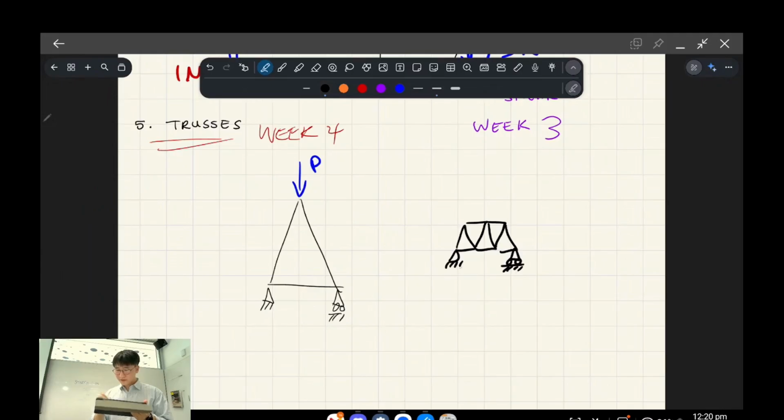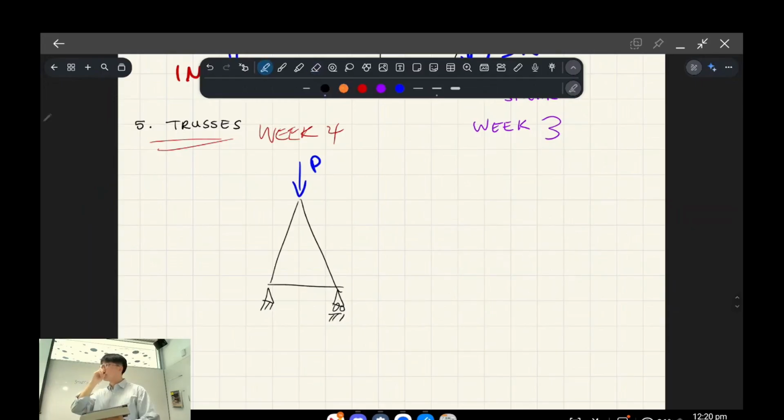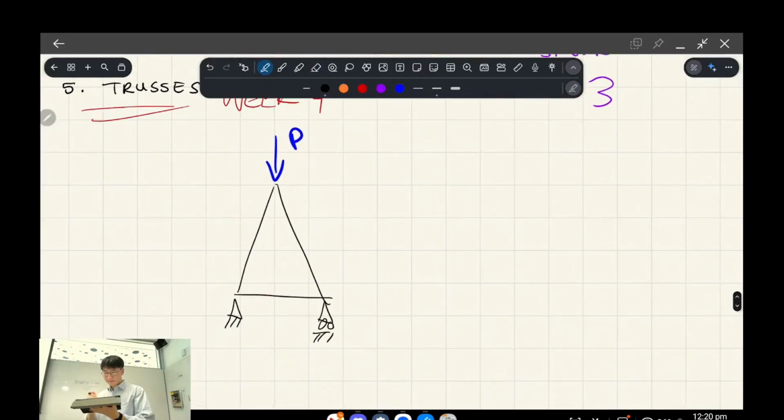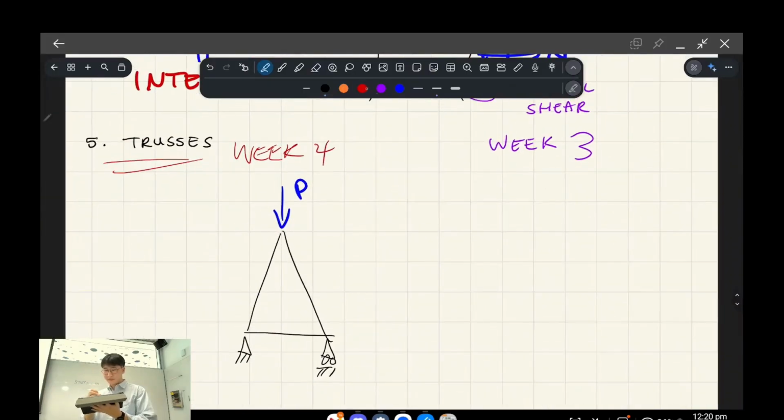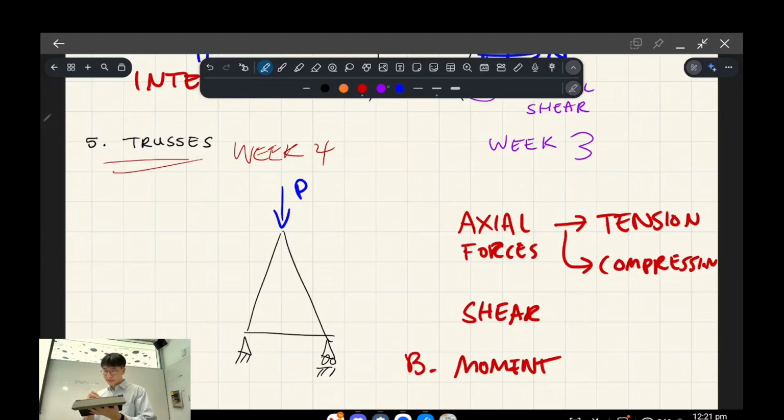The question is, what makes this different to a beam, or a column? There are a few things. The first is that they only receive something called axial forces. When I'm talking about axial forces, I'm talking about tension and compression. Unlike a beam, they don't receive shear and they don't receive moment, bending moment specifically.